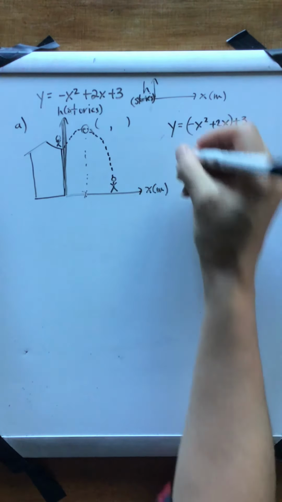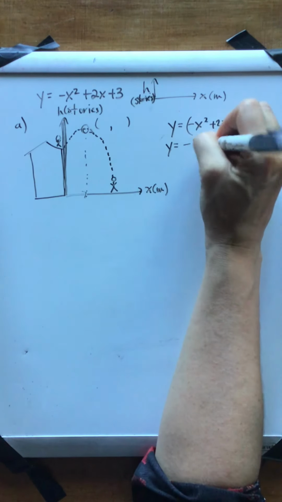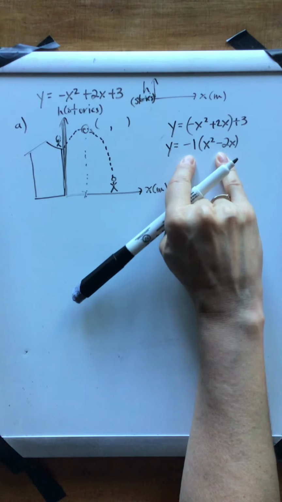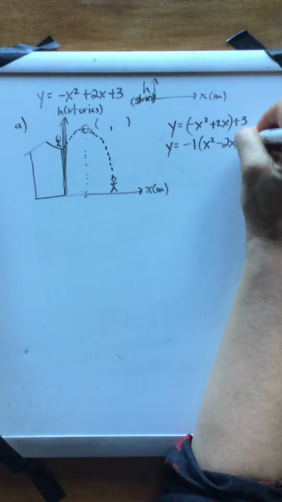I won't bother with the color coding this time. Let's take out the a value of -1. So we're left with x squared minus 2x. Note that, okay, common error that happens sometimes: the two negatives have to multiply to give a positive.